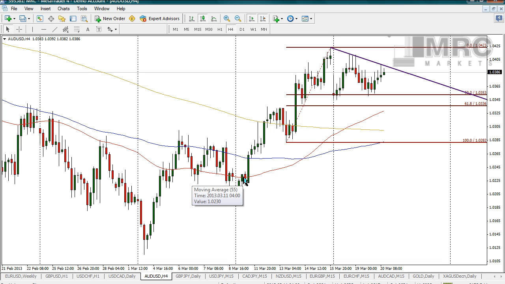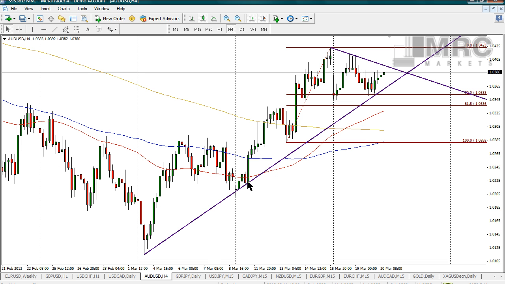Be interesting to see how that breaks out. It does look like it's making a flag. I wouldn't be surprised to see that break higher, but at the end of the day, it can do what it wants. It could easily come back down to this 50% and make a triple bottom or something like that. And also I suppose you've got this trend line support as well, so maybe it wants to come down and test off that.